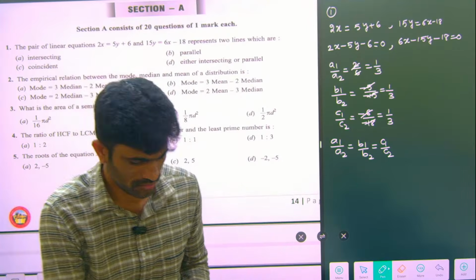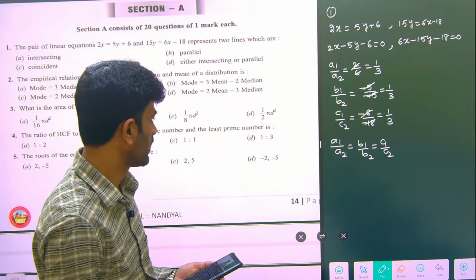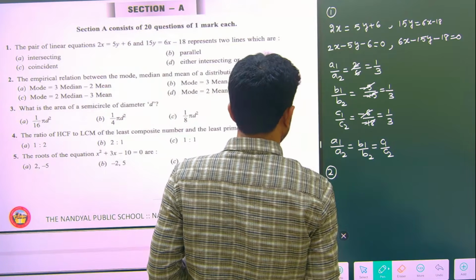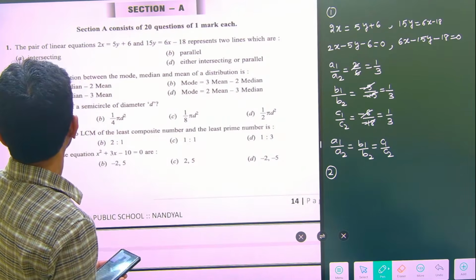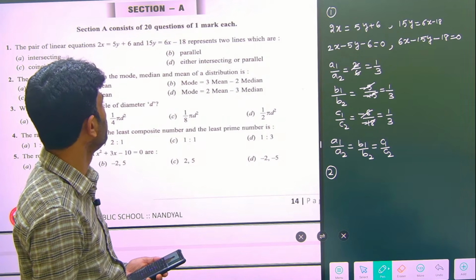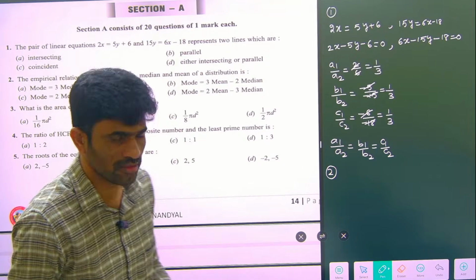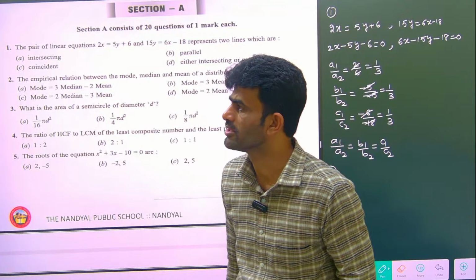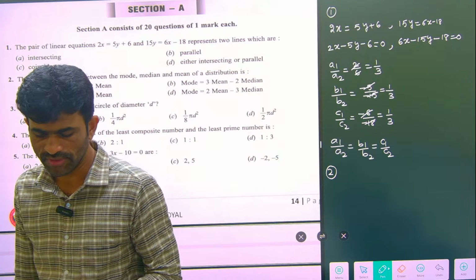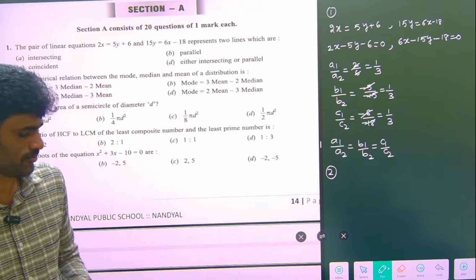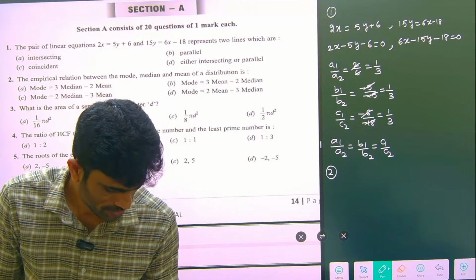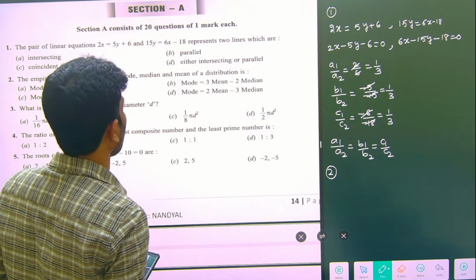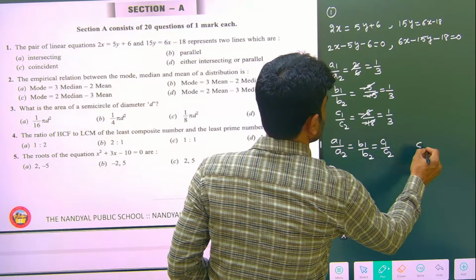Okay. Now the second question. Question number 2. The empirical relation between mode, median, and mean of the data is. It's not a calculation. Directly, you have to decide which formula is correct. Yeah, they are coincident lines. First question answer is option C.